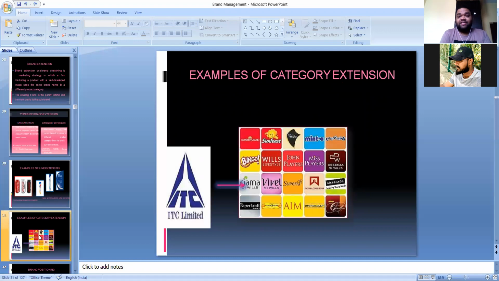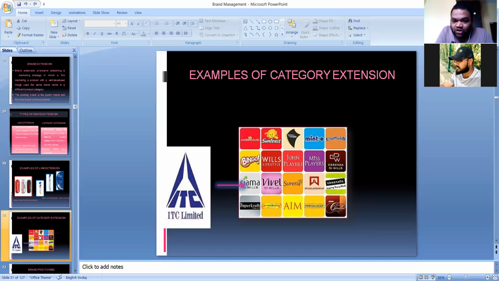ITC and HUL are the best examples we can say. See, ITC has Ashirwad, which is a food item. Sunfeast is again a food item, but in the category of biscuits, targeting children. Next, Minto.